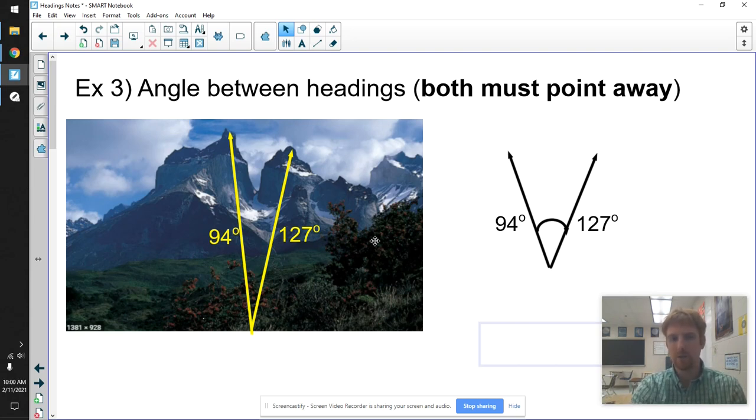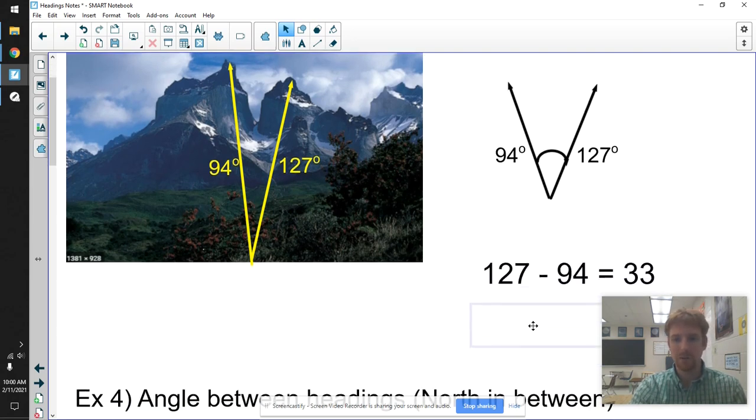If that's the case, then we can draw it out like this. If one's at 94 and one's at 127, all we have to do is subtract those two, and there's our angle, 33 degrees. That's it. That's the angle between them, not the heading.